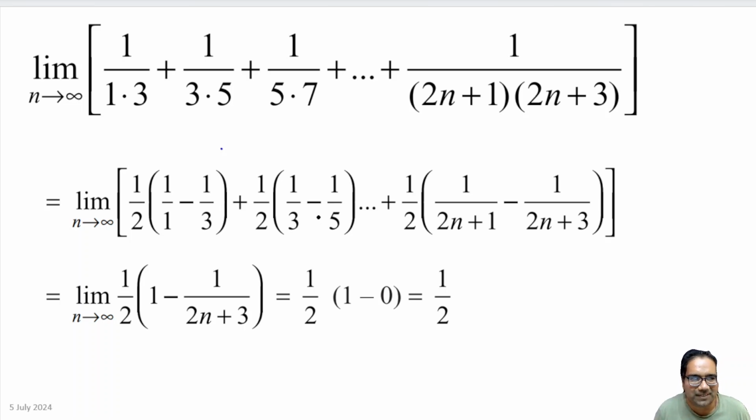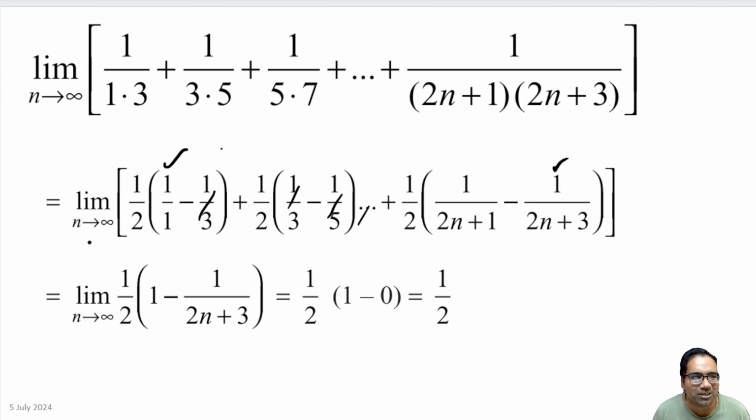Right. This is a telescoping series. Now all of this will get cancelled. The second term and the first term cancel each other. Except the very first one and very last one, everything else will get cancelled.